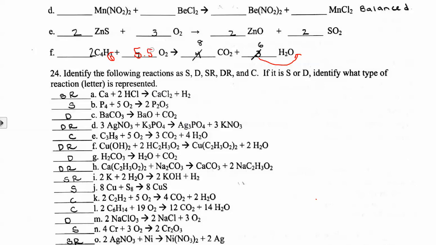Then what you want to do is multiply everything by 2. So that's going to become 2. That's going to be 11. That's going to be 8, because 4 times 2 is 8. And that's going to be 6. Okay? All right, next one.